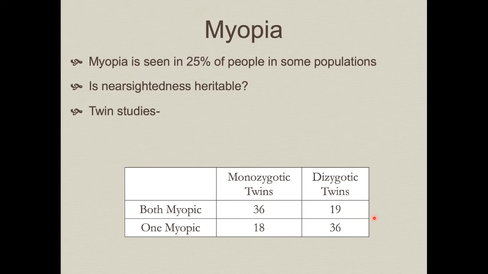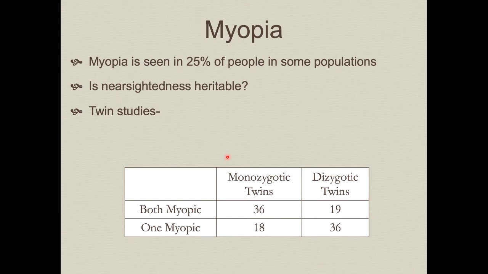Let's just look at one of these, visual acuity. Myopia is seen in about 25% of the people in some populations. And so this is nearsightedness. So you can ask the question, well, maybe nearsightedness just isn't heritable. If that's the case, you could see it accumulating in populations because it's maybe just a plastic trait that's all environmentally determined. Well, twin studies show that there is at least some heritability.